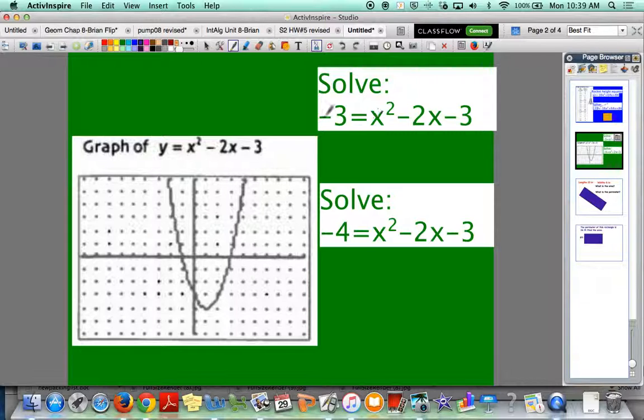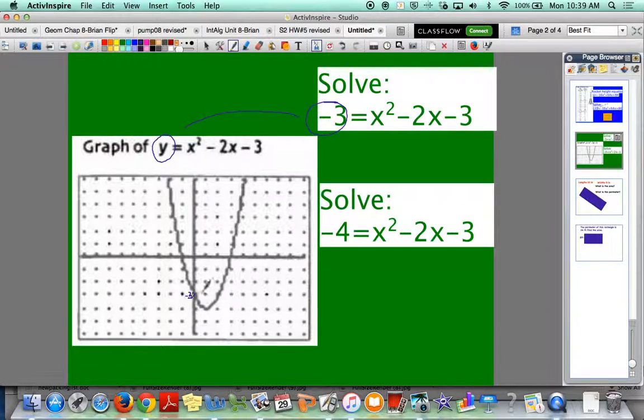Let's focus on this first one. So here is the equation. Here is the graph of that equation. Notice what we've done here is -3 has gone in place of the y value. So let's think about where -3 is on the y-axis. All right, here's 0, -1, -2, -3. So there's -3 on the y-axis. What we're really asking then is, when does this graph hit a y value of -3?